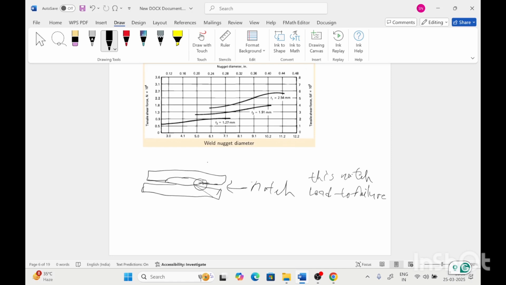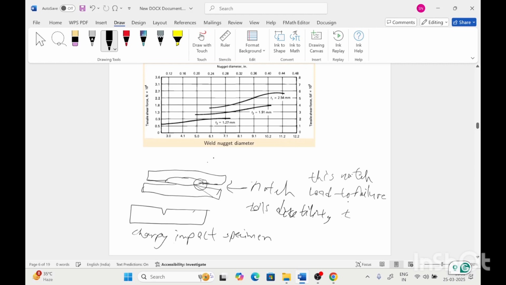So the geometry of this notch is generally referred to as the sharp impact test specimen. This is the sharp impact specimen used. The notch geometry at the weld joint is similar to this sharp impact specimen geometry. So this can also tell the ductility and toughness of the welding joint. We can conclude what the ductility and toughness of our weld nugget is.